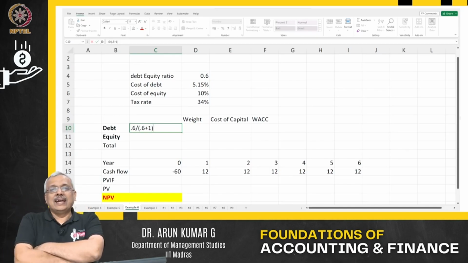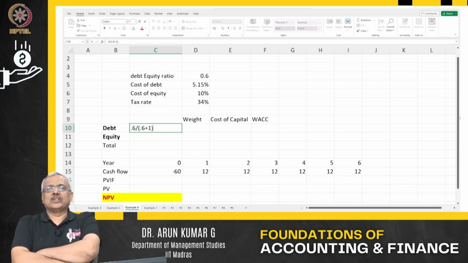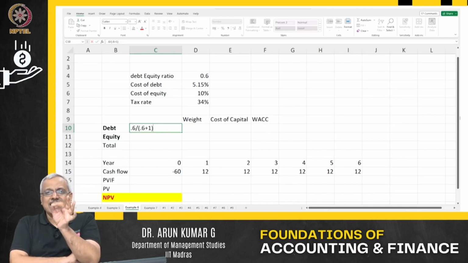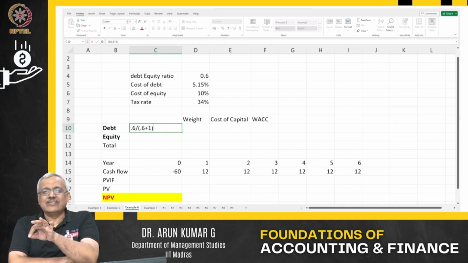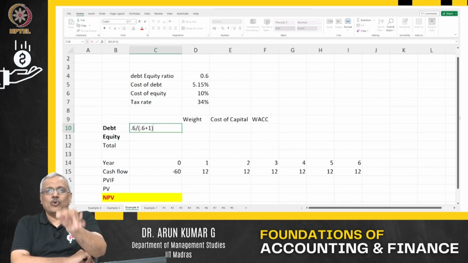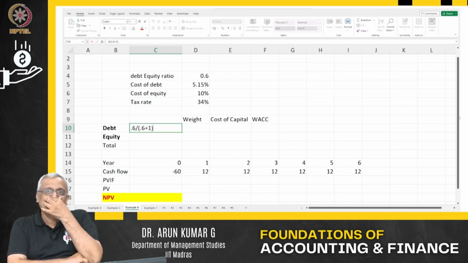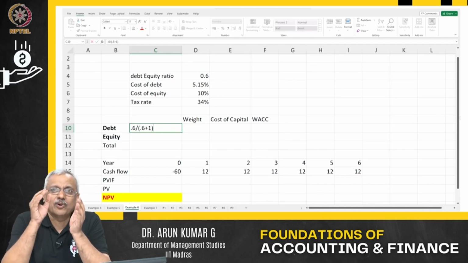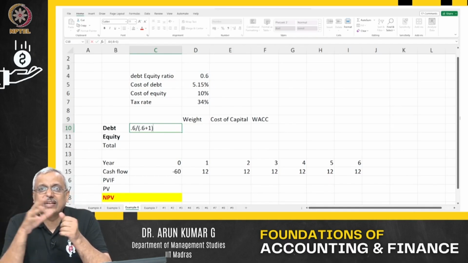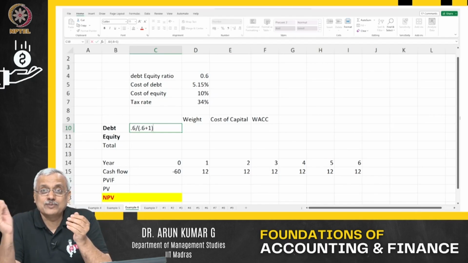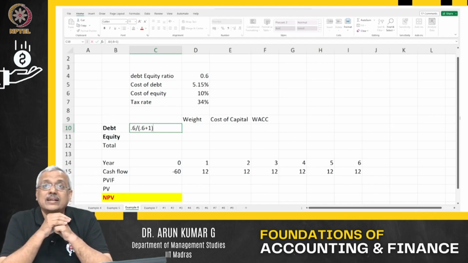So, what are we looking at? For example, if the debt equity ratio is 1.5, that means debt is 1.5 times the equity. So, what is the composition of debt in the total capital? The composition of debt in the total capital is 0.6 times the equity. So, what is the total capital? Total capital is 1 plus 0.6. Debt equity ratio 0.6 means debt is 0.6 times the equity. That means the total capital is 0.6 plus 1, and that is the denominator.